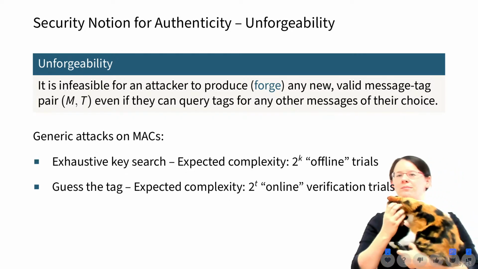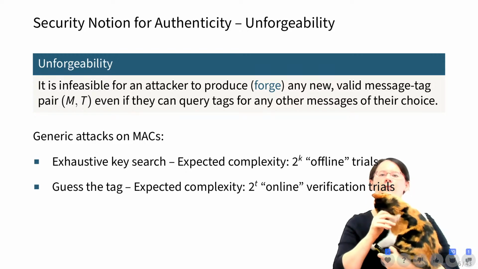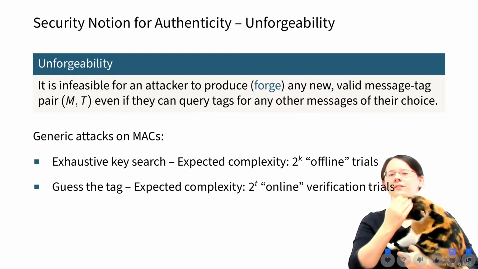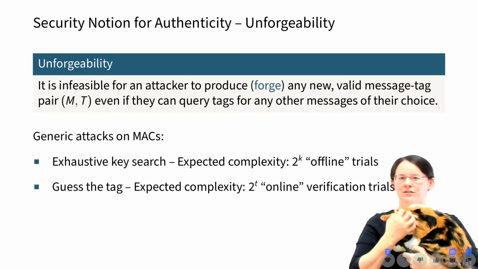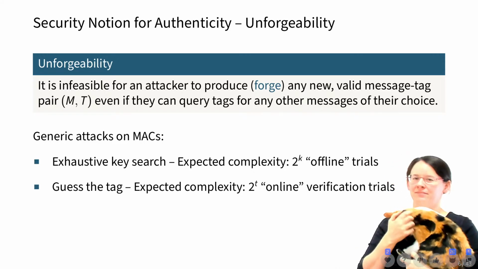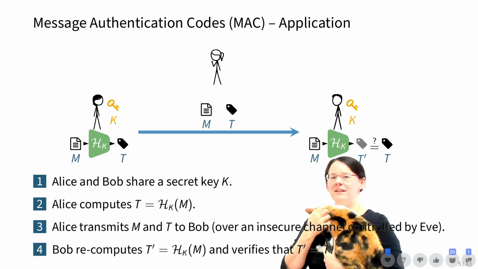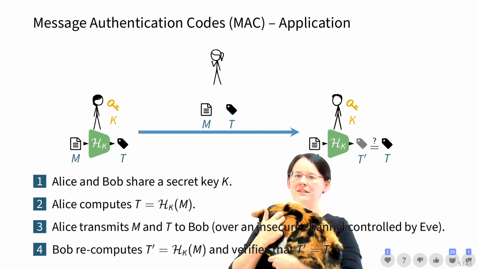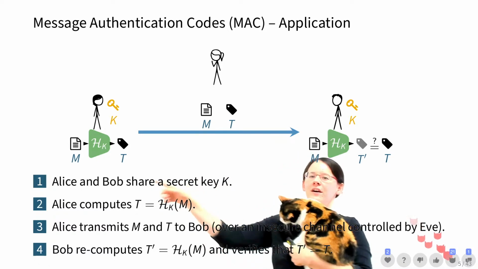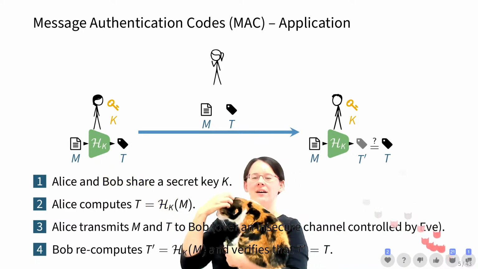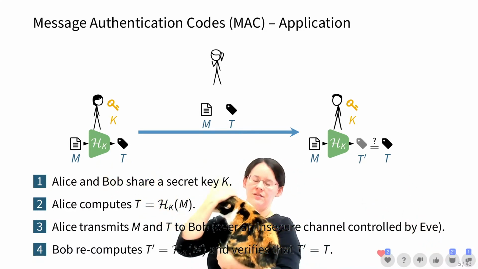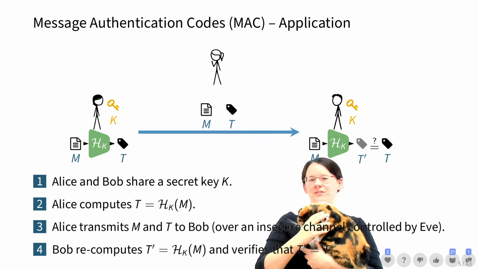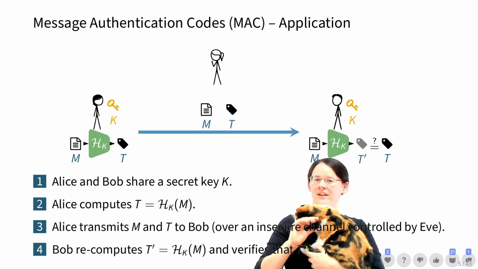And it says it must be infeasible, so an attacker can't possibly achieve it, to produce any new valid message-tag pair, even if they can query tags for any other messages of their choice. So what does that mean exactly? If we go back to the previous picture, it means that Eve is allowed to see many pairs of messages and corresponding tags, and she can even trigger Alice to authenticate and send along any messages that the adversary chooses. So she's really powerful, has a lot of influence over Alice.